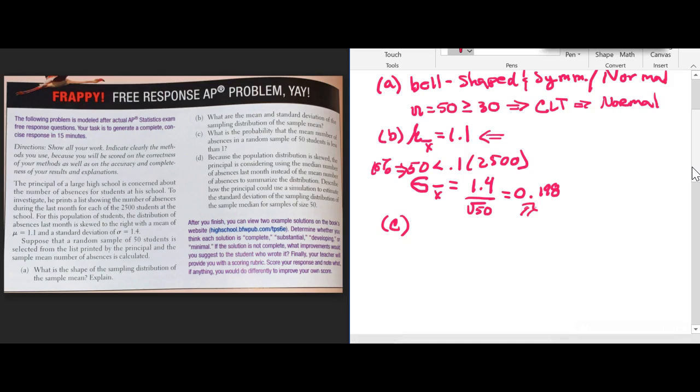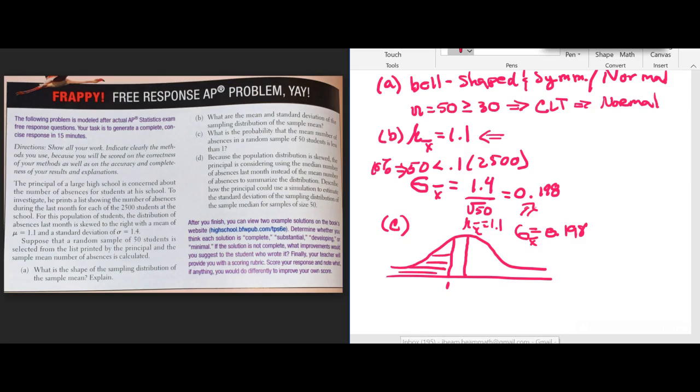All right, so part C asks me the probability question, right? What is the probability that the mean number of absences in a random sample of 50 students is less than 1? Okay, so, all right, here's my distribution. The mean of my samples is here at 1.1. The standard deviation of my samples I just found as 0.198. So the question is what's the probability that I'm 1 or below? Probability that I'm in this tail.